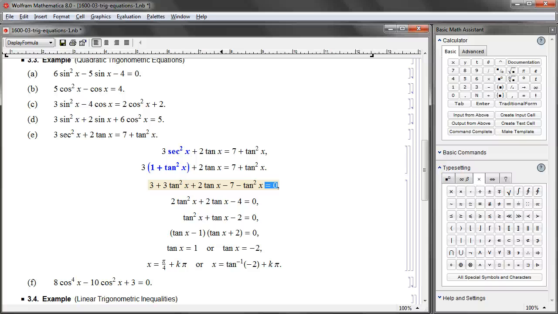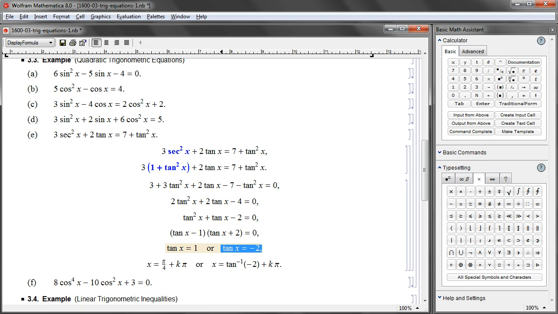Okay, let's go back and take the like terms together. We have something like this: 2 tangent squared plus 2 tangent minus 4. Can we factor this? Well, divide everything by 2 and make it simpler. Tangent squared plus tangent minus 2. And let's factor it. This is monic, so it's easy factorization. Tangent minus 1 times tangent plus 2. So what do you get from the first factor? Tangent of x is 1. From the second factor, we get tangent x is negative 2.